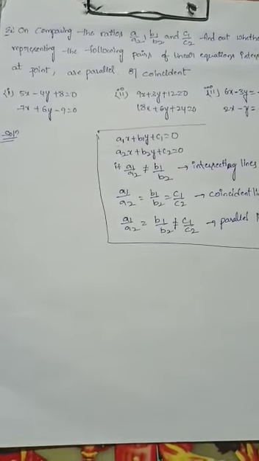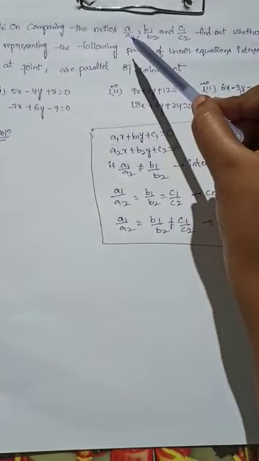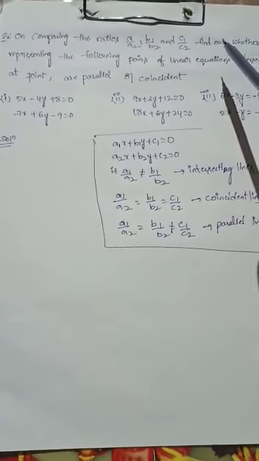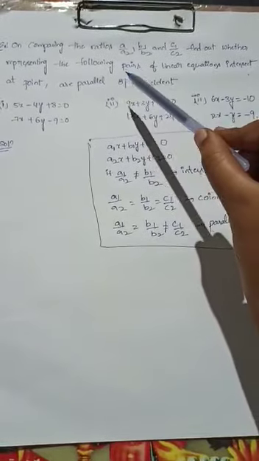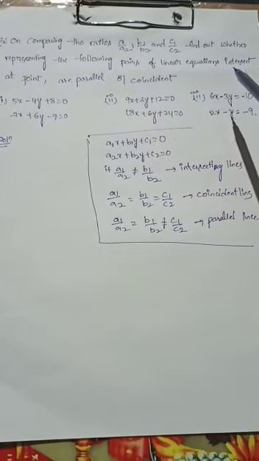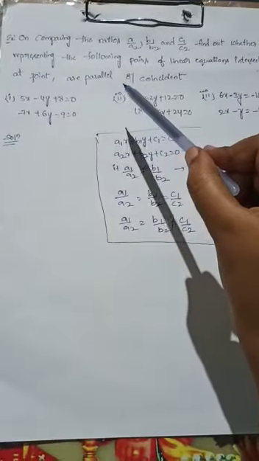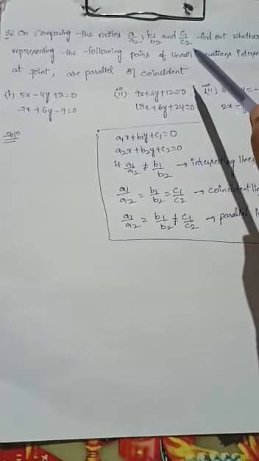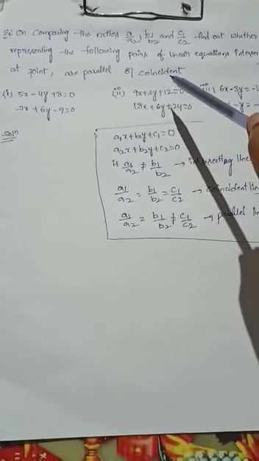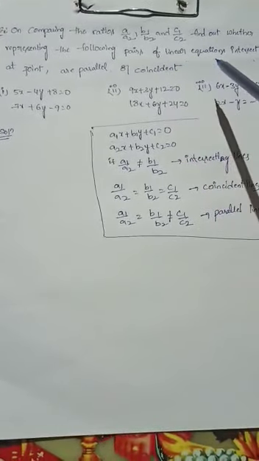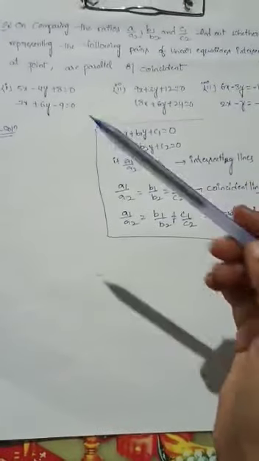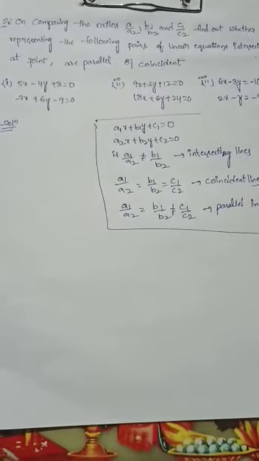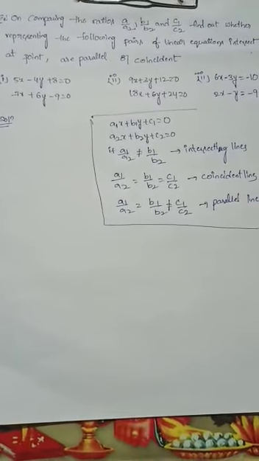Let's discuss one example on comparing the ratios of a1 by a2, b1 by b2 and c1 by c2. Find out whether the pairs of linear equations intersect at a point, or are parallel or coincident. Here we have to compare the ratios and find out the relationship between a pair of linear equations. Here three examples are given. We already know the relationship between these ratios.